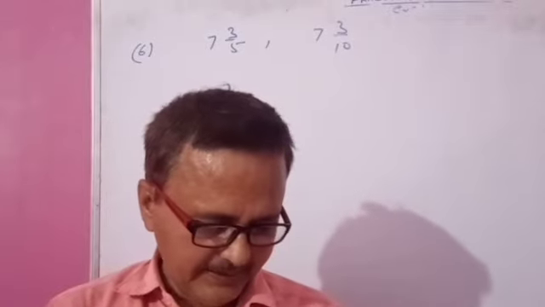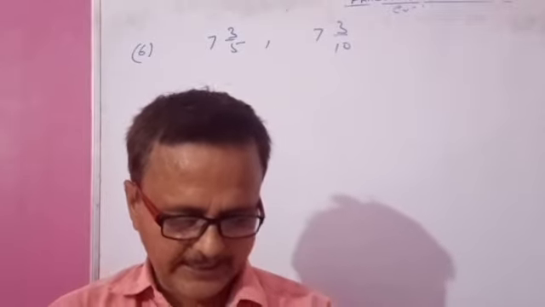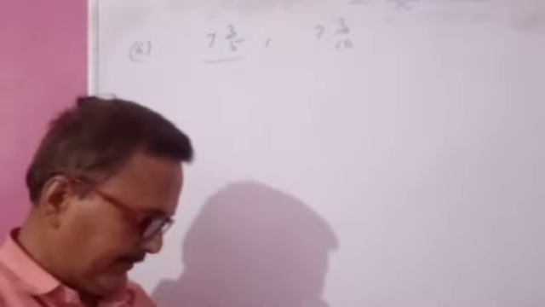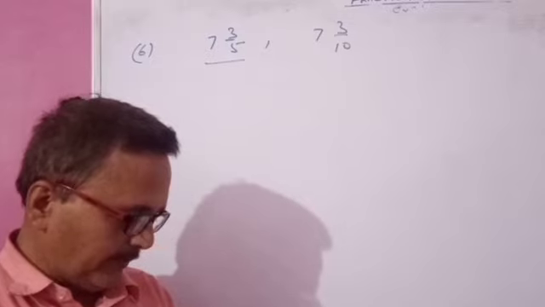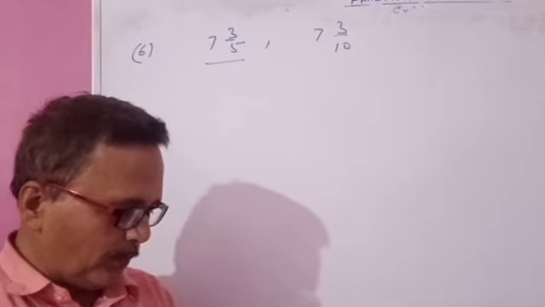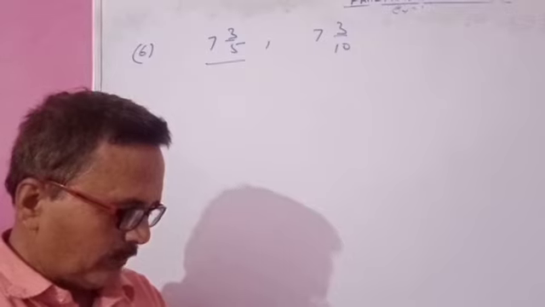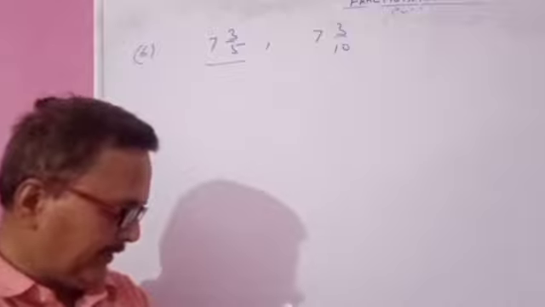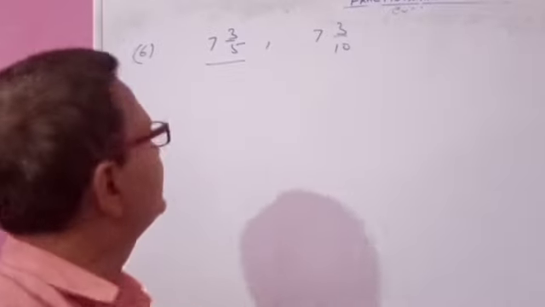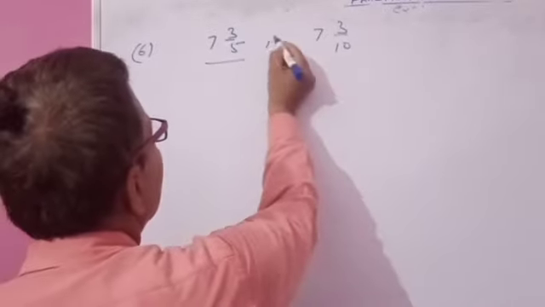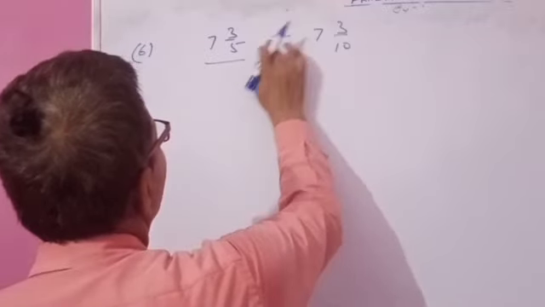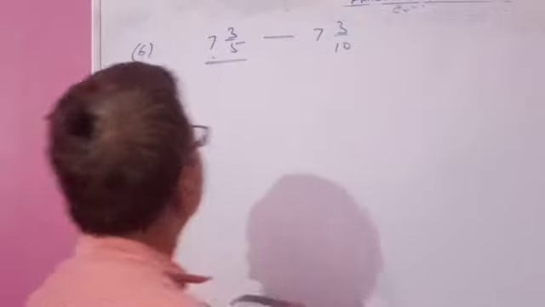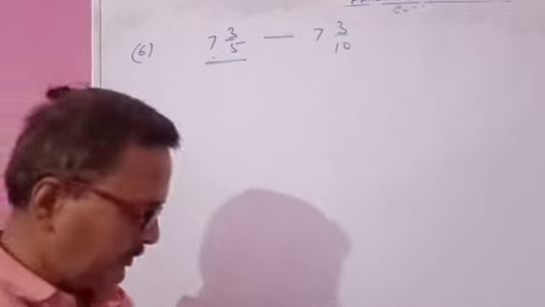Now question number 6. Salil wants to put a picture in a frame. The picture is 7 whole 3 upon 5 meter wide, and to fit the frame the picture cannot be more than 7 whole 3 upon 10 wide. How much should the picture be trimmed? How much should the picture be cut? You will subtract this from this. You will do this question on your own. You will subtract this from this.